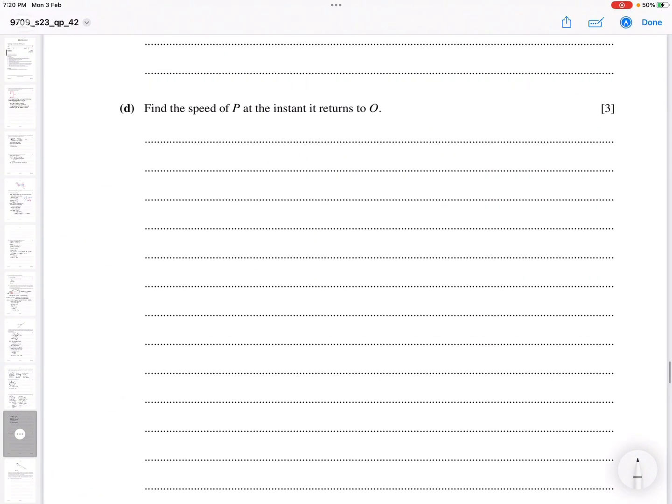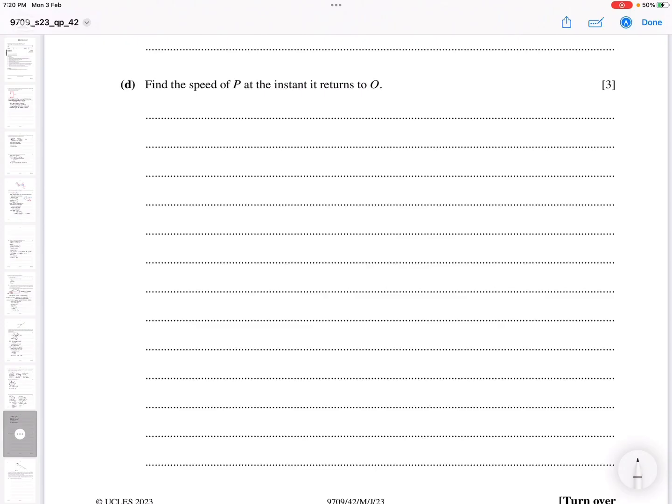In part D, find the speed of P at the instant it returns to O. So when the particle returns to O, the displacement becomes 0. It means S is equal to 0. So your equation for the distance is 3/2 t squared minus 1/5 t^(5/2). So 0 is equal to 3/2 t^2 minus 1/5 t^(5/2).